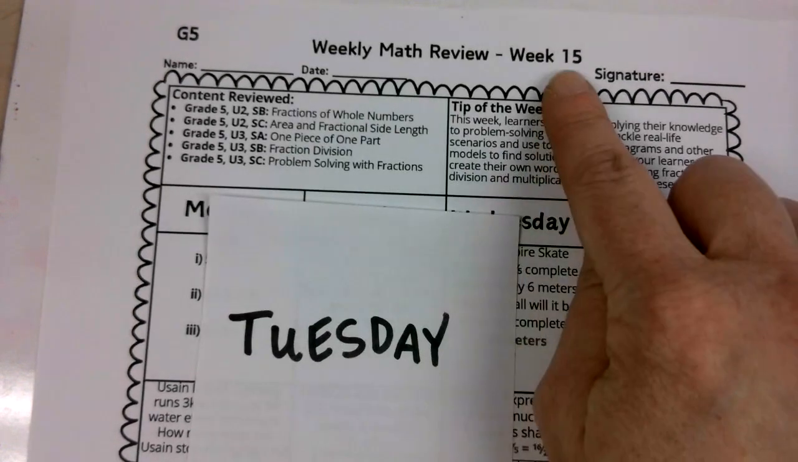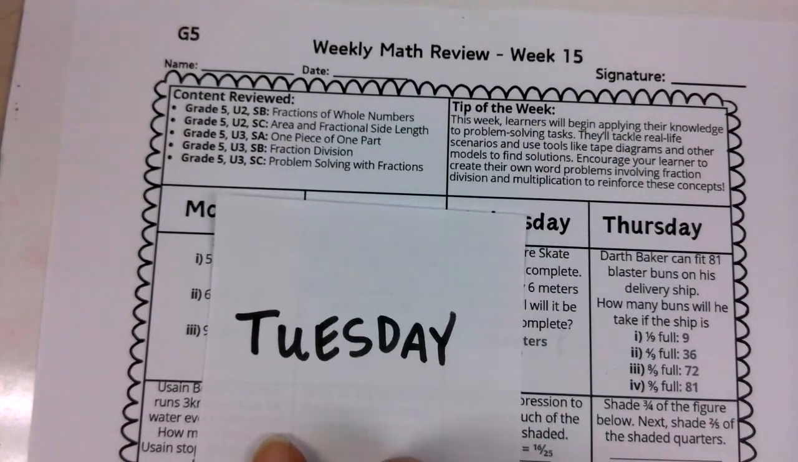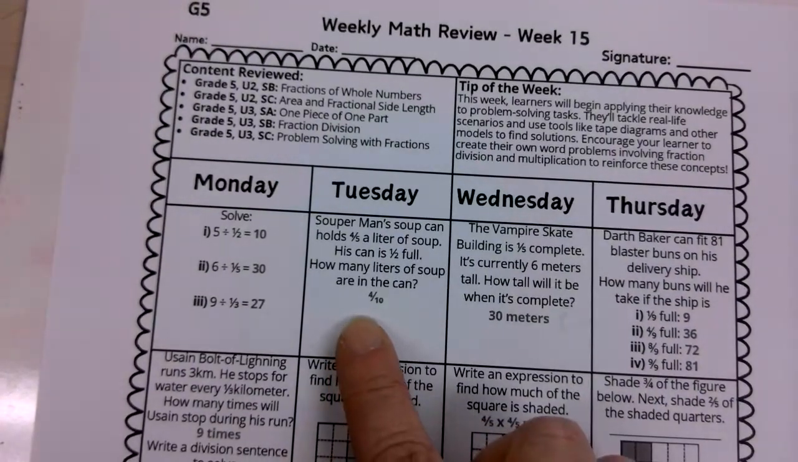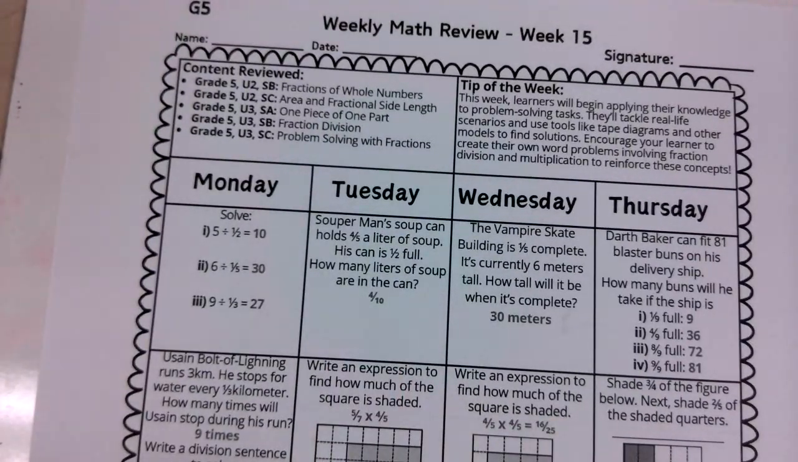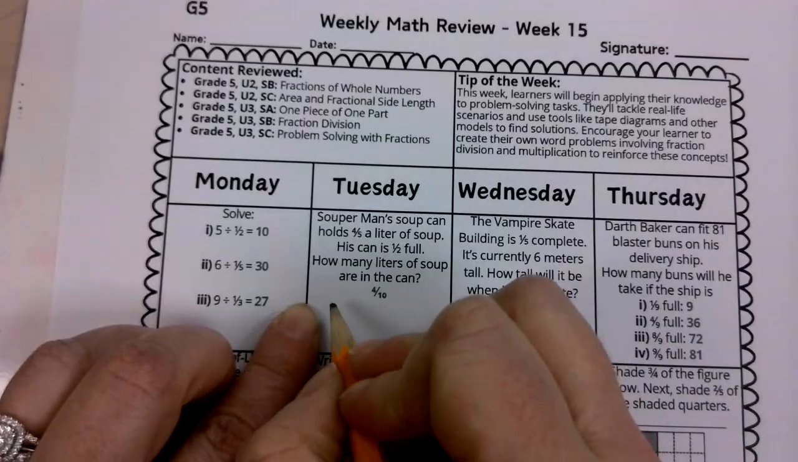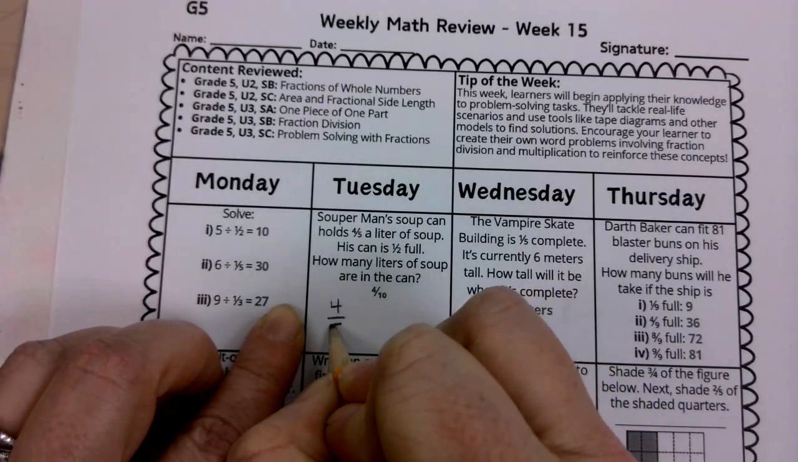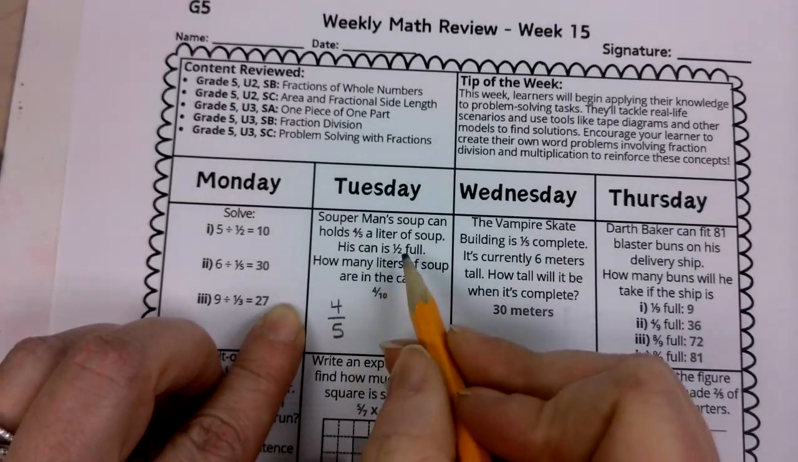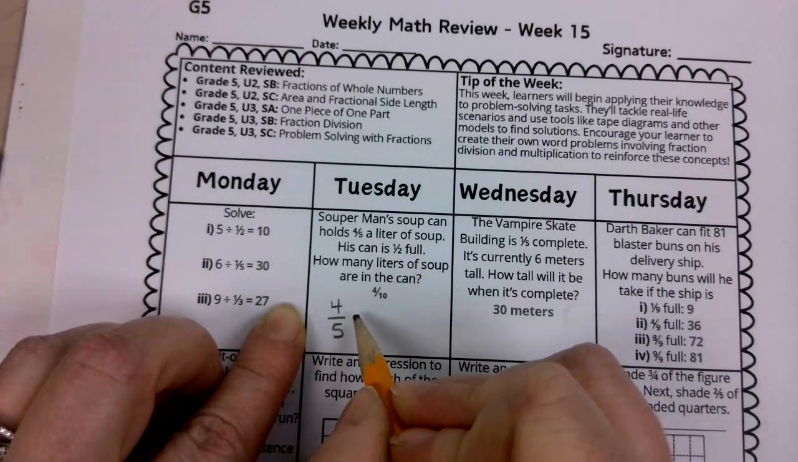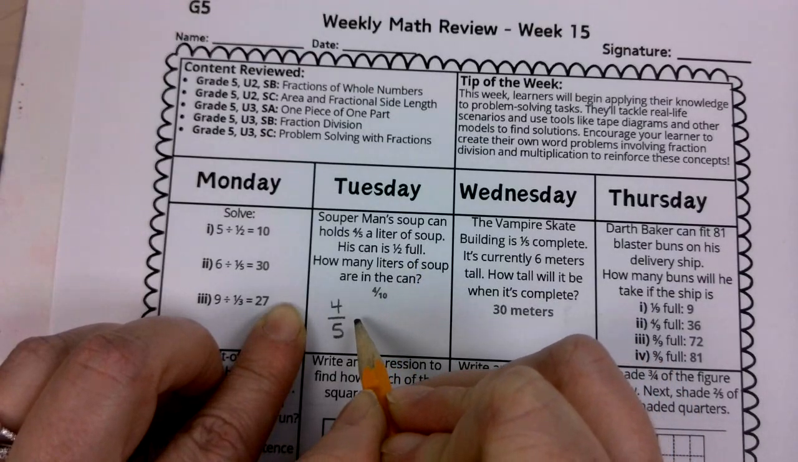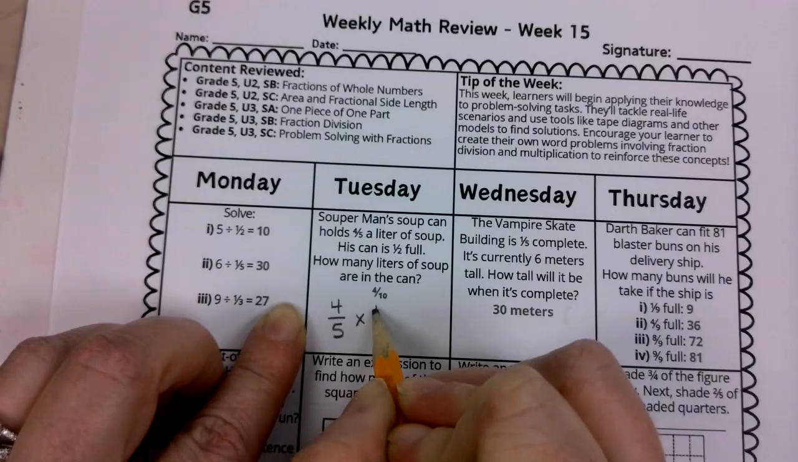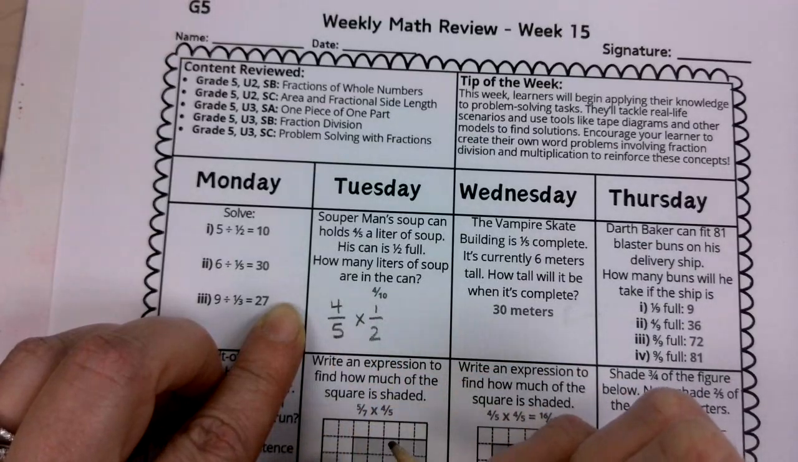Boys and girls, we are looking at week 15. Our Tuesday column begins with thinking about this context. We have a soup can. The soup can holds 4/5 of a liter, but it is only one half full. So we're asking ourselves, what is one half of 4/5?